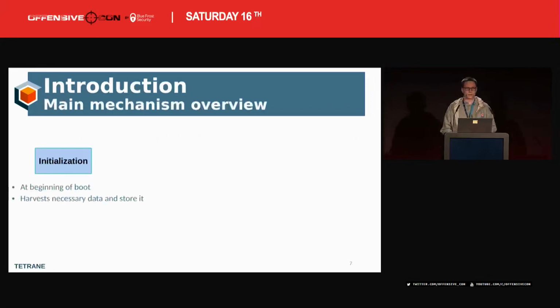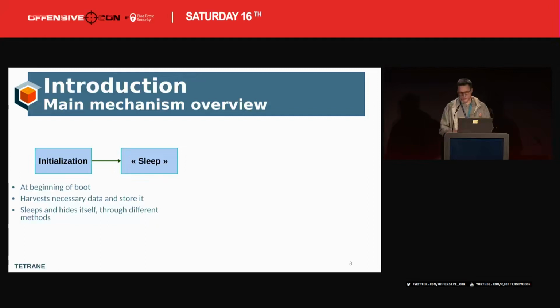So here is a main mechanism overview. It's a very overly simplified diagram, I mean, it's just for explanation. First, there is the initialization, which occurs at the beginning of the boot, before any user driver, so of course, there is no possibility to hook stuff at this moment. The idea is that it will harvest necessary data and store it for later use, and then it will hide itself. Basically, it sleeps, but it will do it in a hidden way so that an attacker cannot just find it and disable it at this moment. Well, actually, if you reverse it, you can find where it's sleeping.